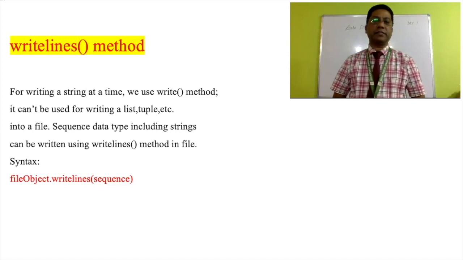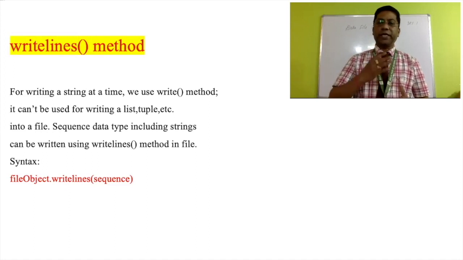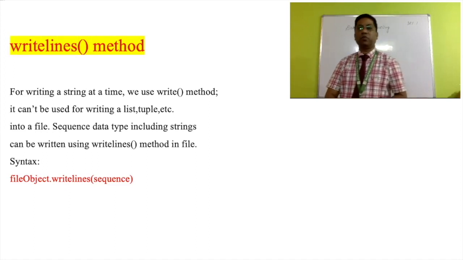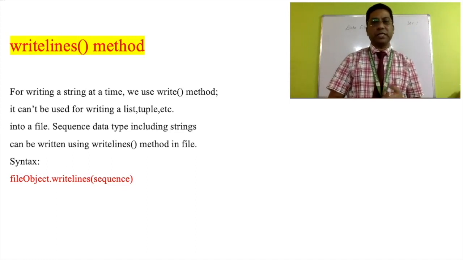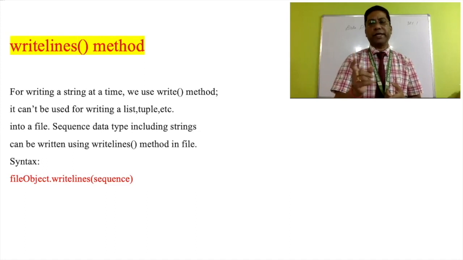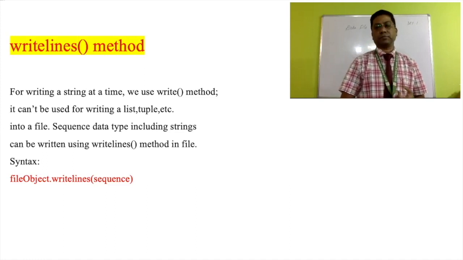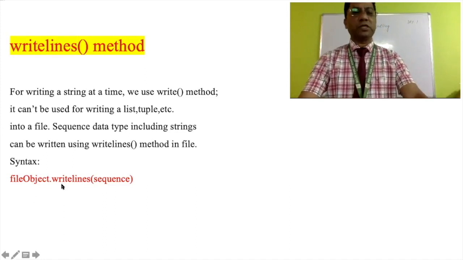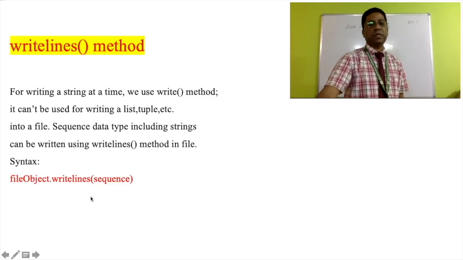Then next comes the writelines method. With the writelines method, we can write a string in the file. We can also write the data which is present in a list, tuples or dictionaries in the file. So if you want to make use of a list, tuples or dictionaries and you want to write the content of that in the file, then you have to make use of writelines. The syntax is file object dot writelines, sequence. Sequence means either a list or dictionaries, maybe arrays.